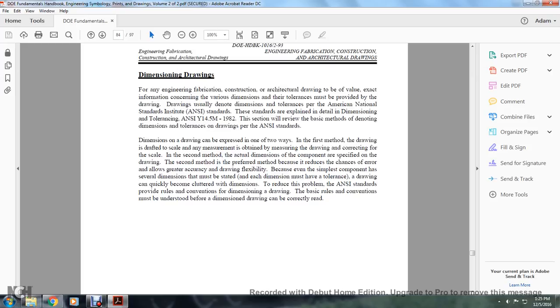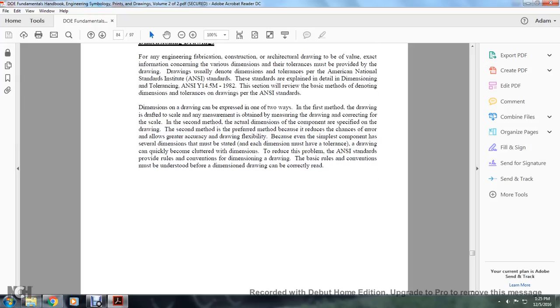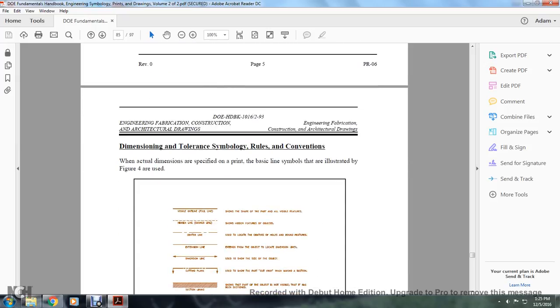Several dimensions must be stated. Each of the dimensions must have a tolerance, and the drawing can quickly become a cluttered dimension drawing. To reduce that problem, the ANSI standard provides rules and conventions for dimensioning drawings. Basic rules and conventions must be understood before the dimension drawings can be correctly and readily read. These are the dimension, tolerance, and symbology rules and conventions.